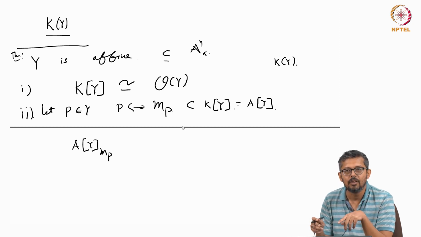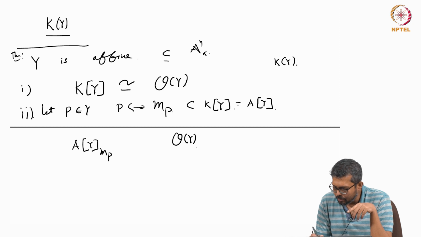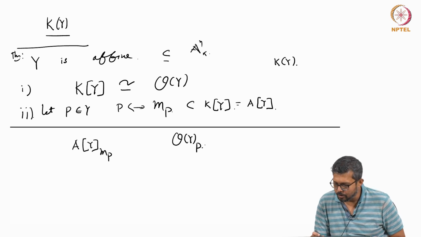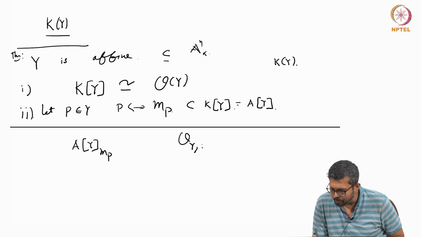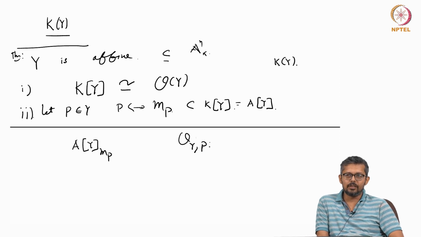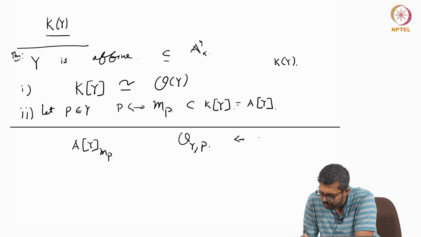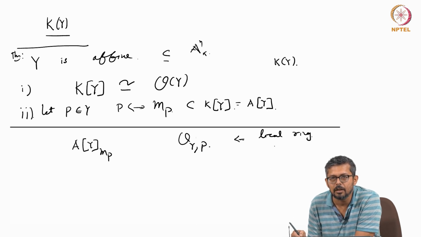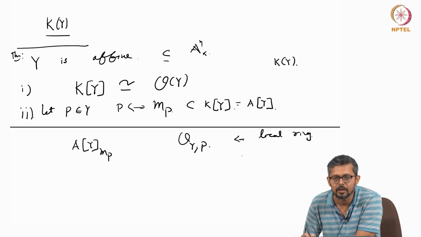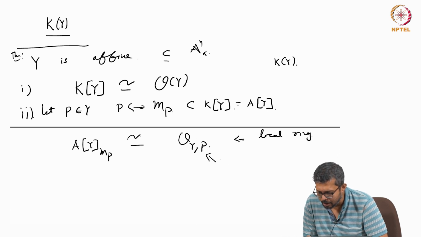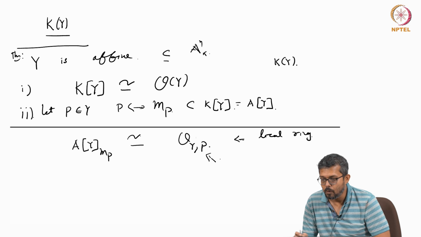And O_{Y,P}, by the way, I don't remember what the notation was. This was the notation, right? O_{Y,P}. So this is the germ at a point. This is a local ring. You can easily see what the maximal ideal is: all those equivalence classes with f(p) equal to 0. This is a local ring, and these two local rings are isomorphic. This is the germ at P, or stalk at P. O_{Y,P} is what I just defined.